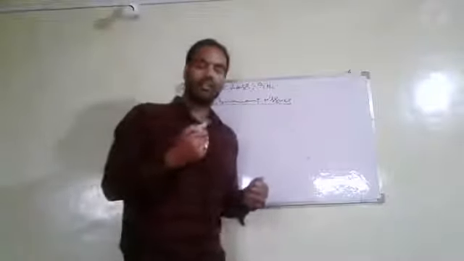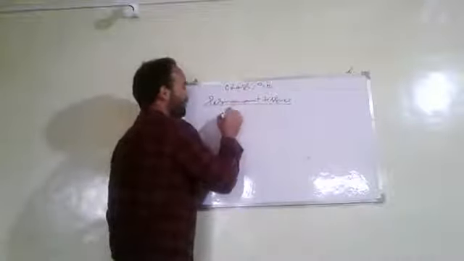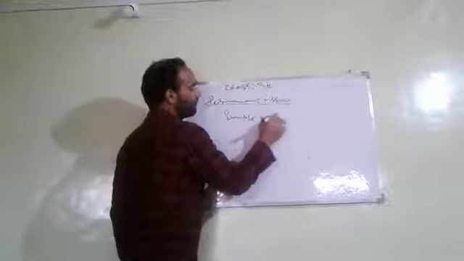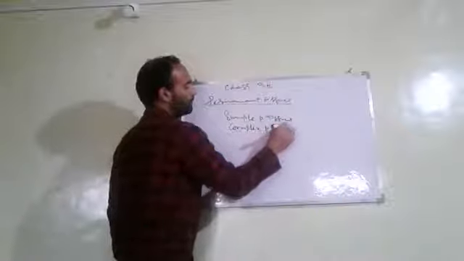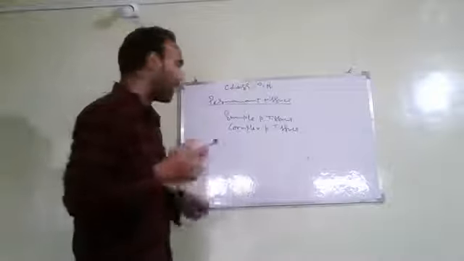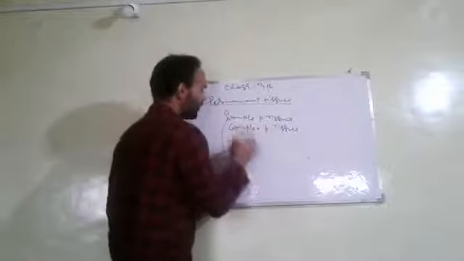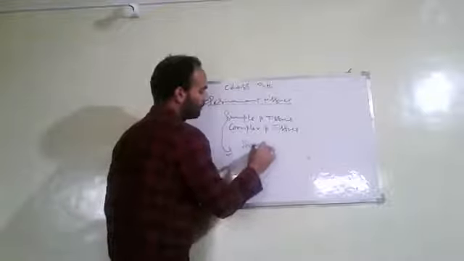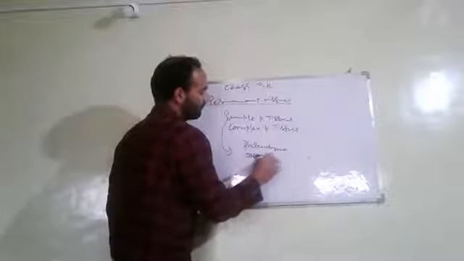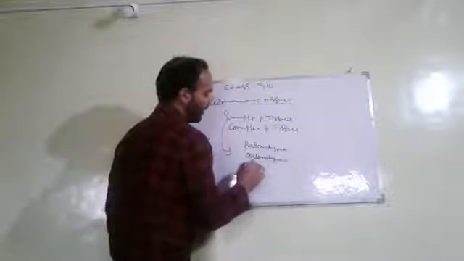In the previous lecture, we discussed permanent tissues. Permanent tissues are mainly divided into two types: one is simple permanent tissue, and the second is complex permanent tissue. Simple permanent tissue is mainly divided into three types: one is parenchyma, second is collenchyma, and third is sclerenchyma.